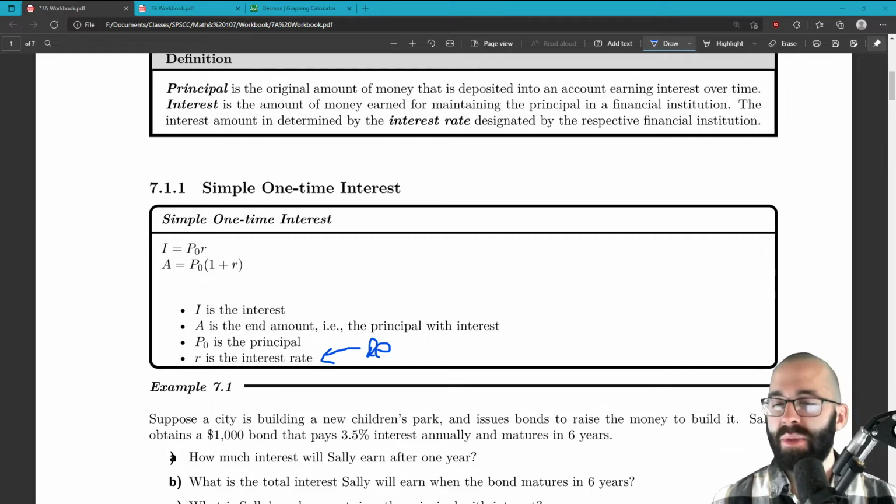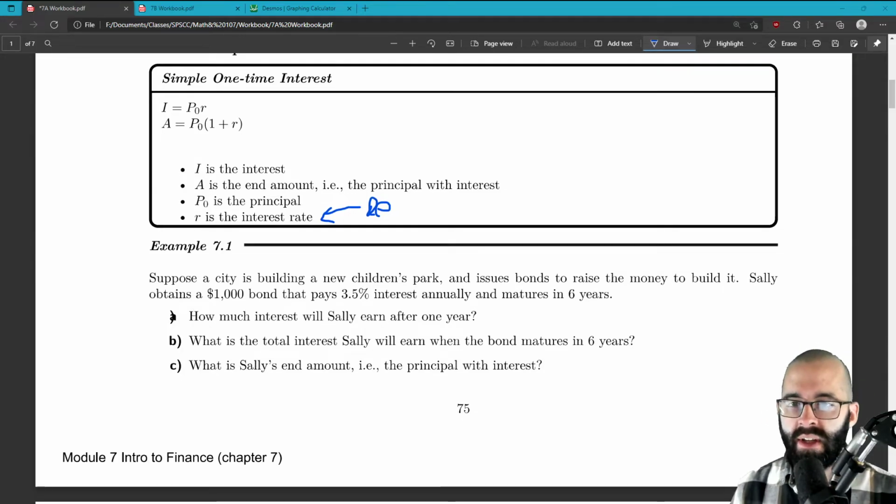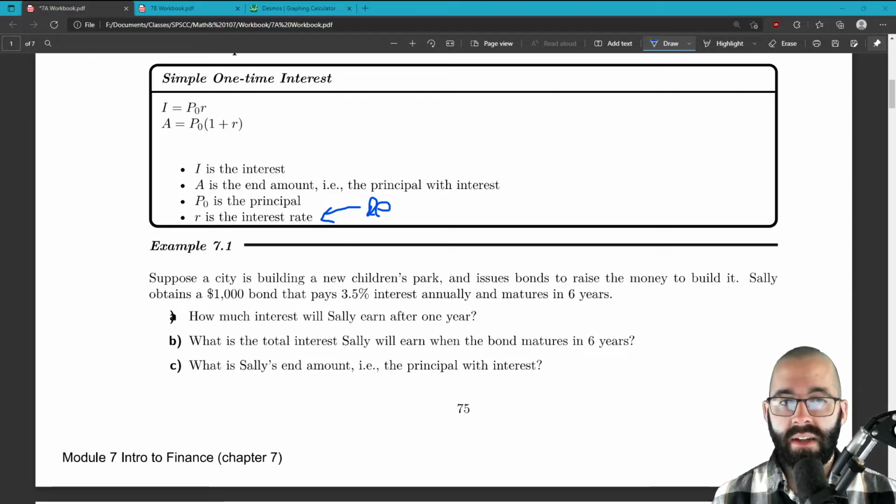So P naught is that principal that we talked about. So that's the amount that's getting loaned or borrowed. Okay. So if I'm borrowing $200 from you, P naught is 200. And then the interest. So the interest is equal to how much we're borrowing times the interest rate. Or you can calculate the total amount that needs to get paid back, the principal with interest, A, using this formula of P naught times 1 plus the interest rate. There are a couple of ways of thinking about this. So we're going to start with example 7.1. And suppose a city is building a new children's park and issues bonds to raise the money to build it.